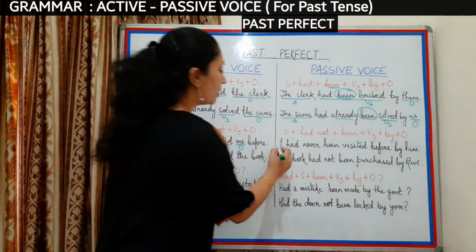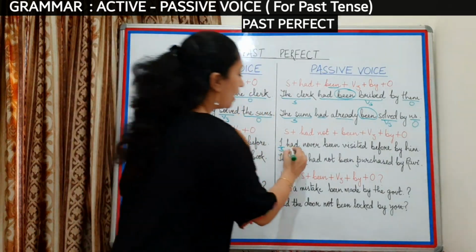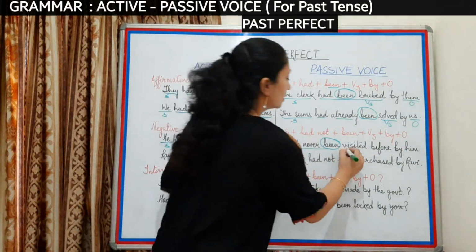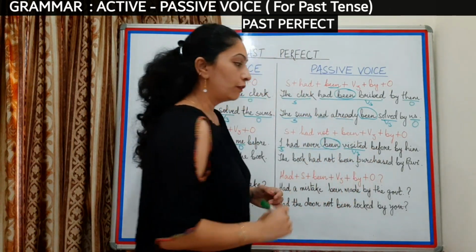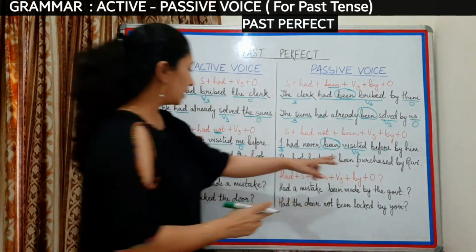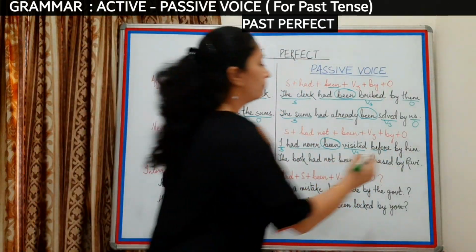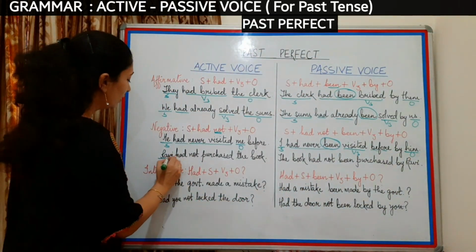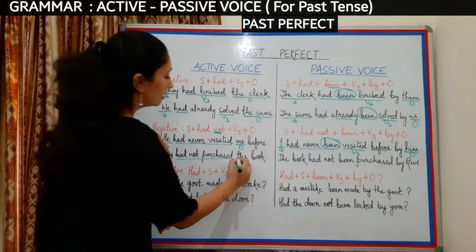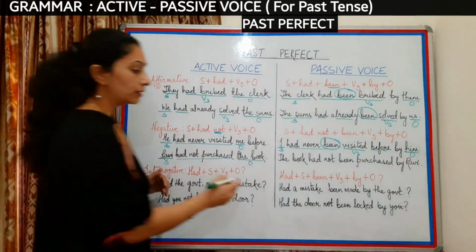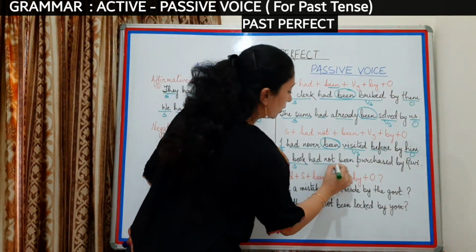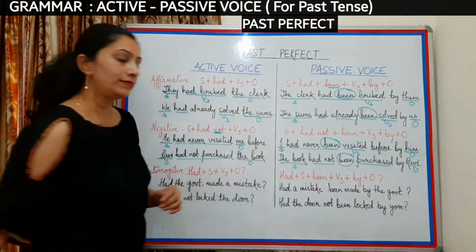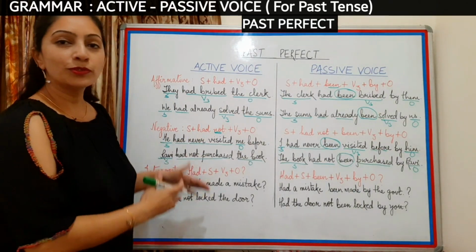So in passive it will become I as the new subject. Had never been is the extra word that I am adding here. Visited is the V3 form and before is the same adverb that it was used here. By him becomes the new object. The next, Ravi had not purchased the book. Let's change it. The book had not been purchased by Ravi. Simple.